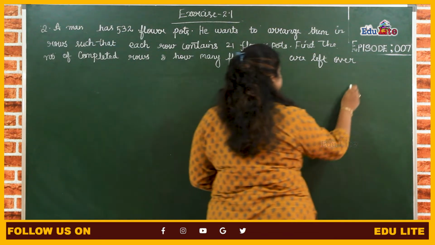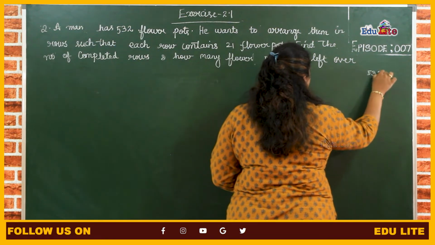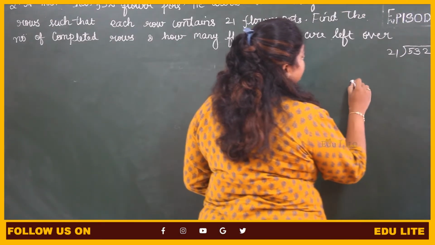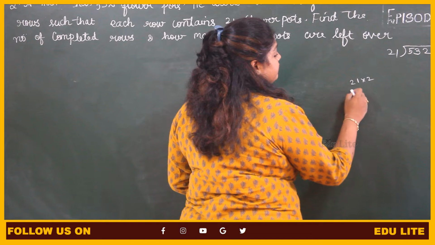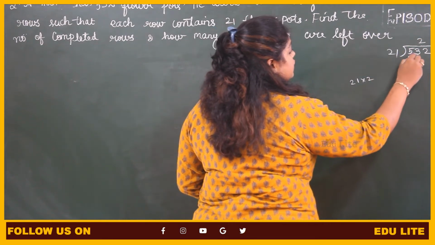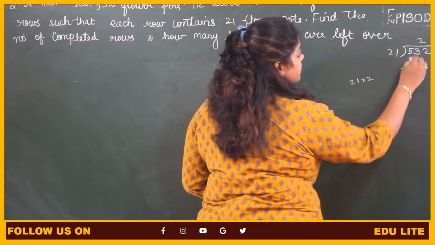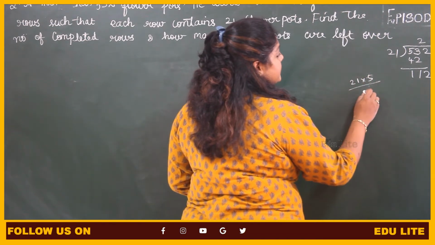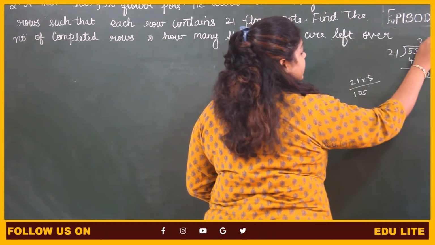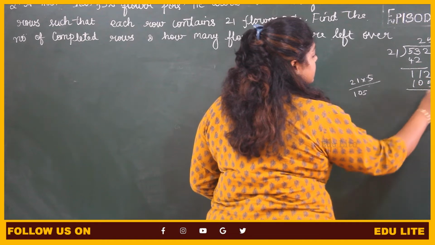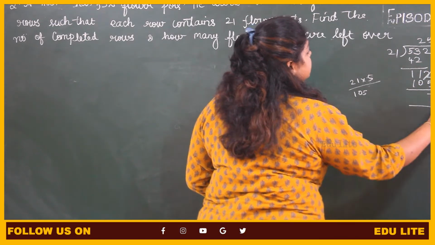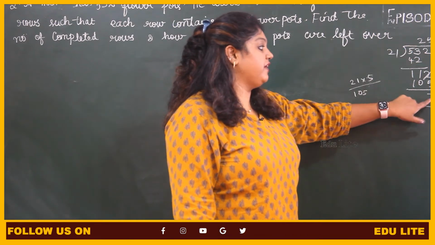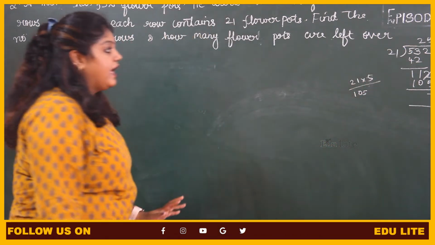First I will do it with normal division. So 532 divided by 21. Let me choose 21 into 2: 2 times 2 is 4, 42, which leaves 1, 1, 2. Then 21 into 5: 5 times 21 is 105, and the remainder is 7. So by normal division we got the quotient as 25 and remainder as 7. This is the answer anyway.